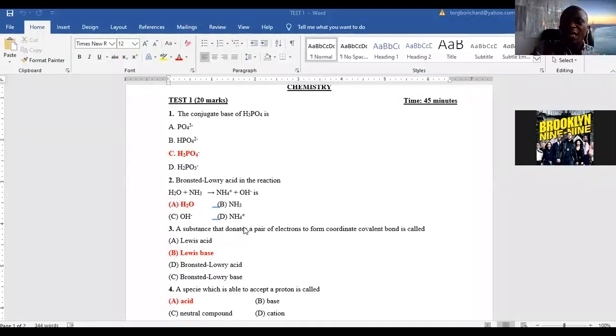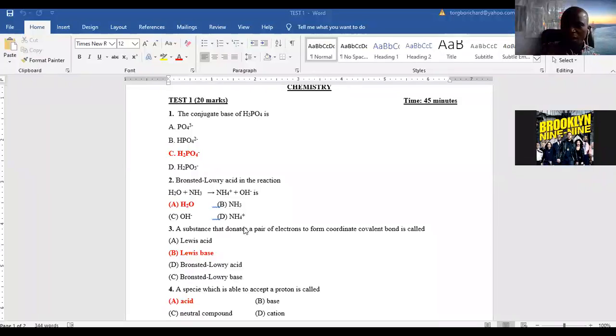Any substance that donates a pair of electrons is a base, according to Lewis. Donates. This one is donates. It's a bit contradictory if you compare it with Bronsted-Lowry. An acid is a proton donor. A base is a proton acceptor. Lewis says a base is a donor.